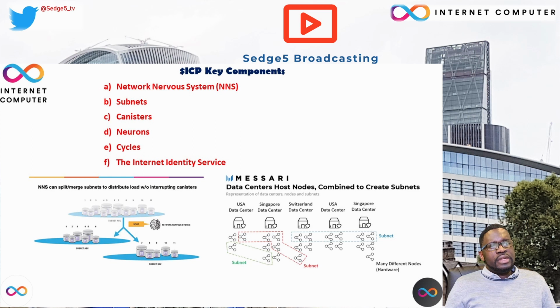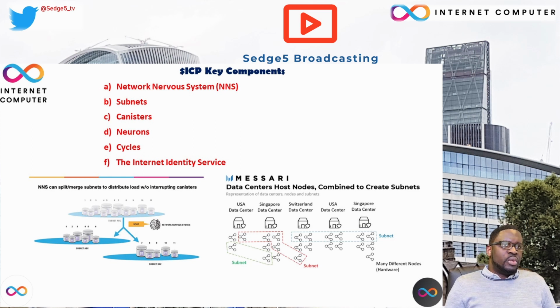The fifth component is cycles. Cycles denote computational resources on the Internet Computer. Canisters consume cycles to support persistent memory data, bandwidth needs and CPU cycles. Canisters themselves maintain an accounting of resources used by their applications, and this is expressed in units of cycles.